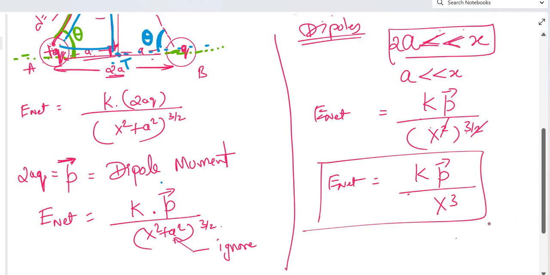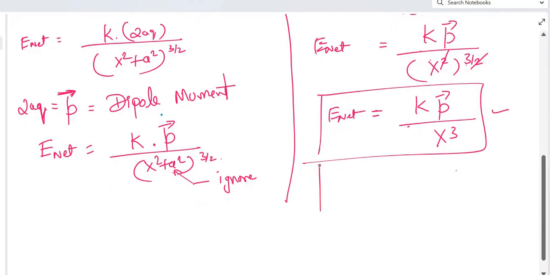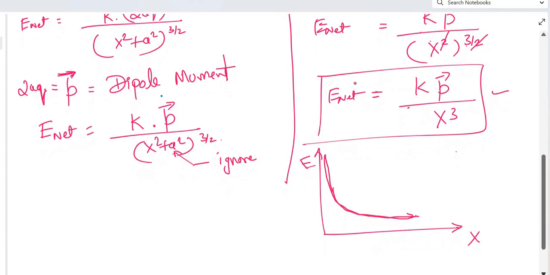So this is the net electric field at the equatorial point due to the dipole. Okay. So if we want to make the graph of E for a dipole at the equatorial point with respect to x, it dips very fast. It goes like this. It decreases very fast.